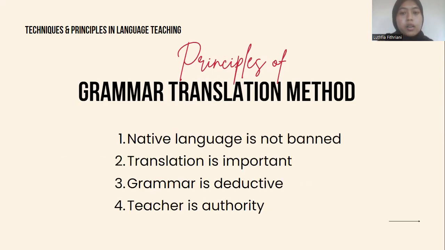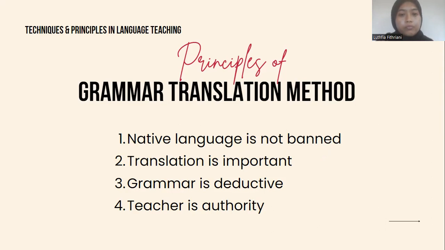Let's move to the principle of grammar translation method. There are some principles of grammar translation method. First, native language is not banned. When we are talking about target language and native language, native language is our mother tongue. For example, my native language is Indonesian, while the target language is a language that we are going to learn. For example, my target language is English. So in grammar translation method, the native language is not banned.